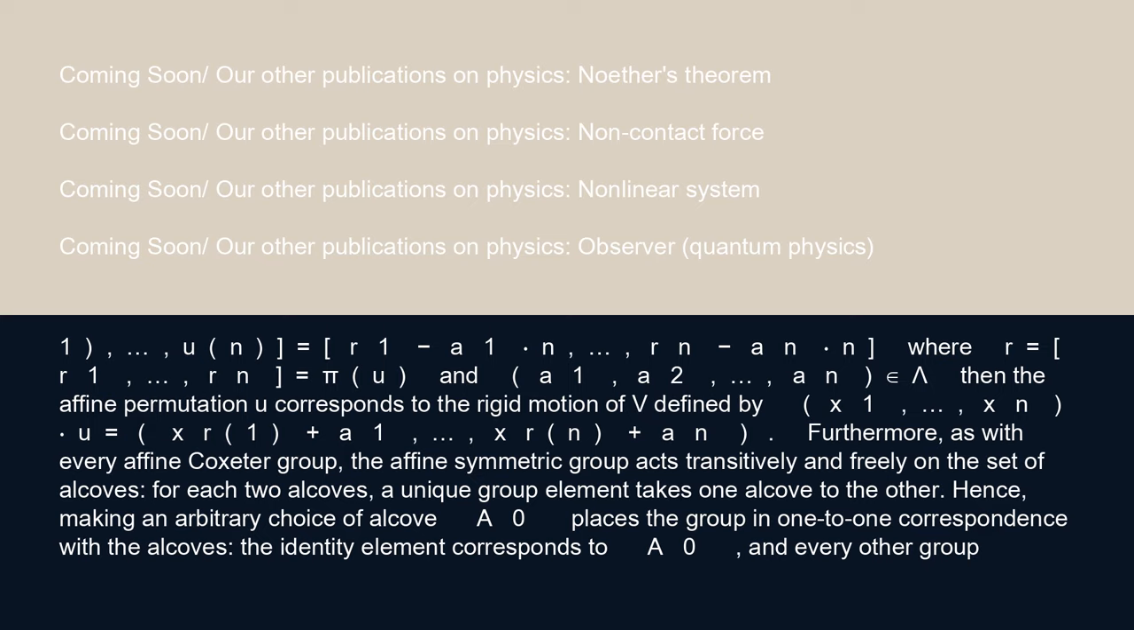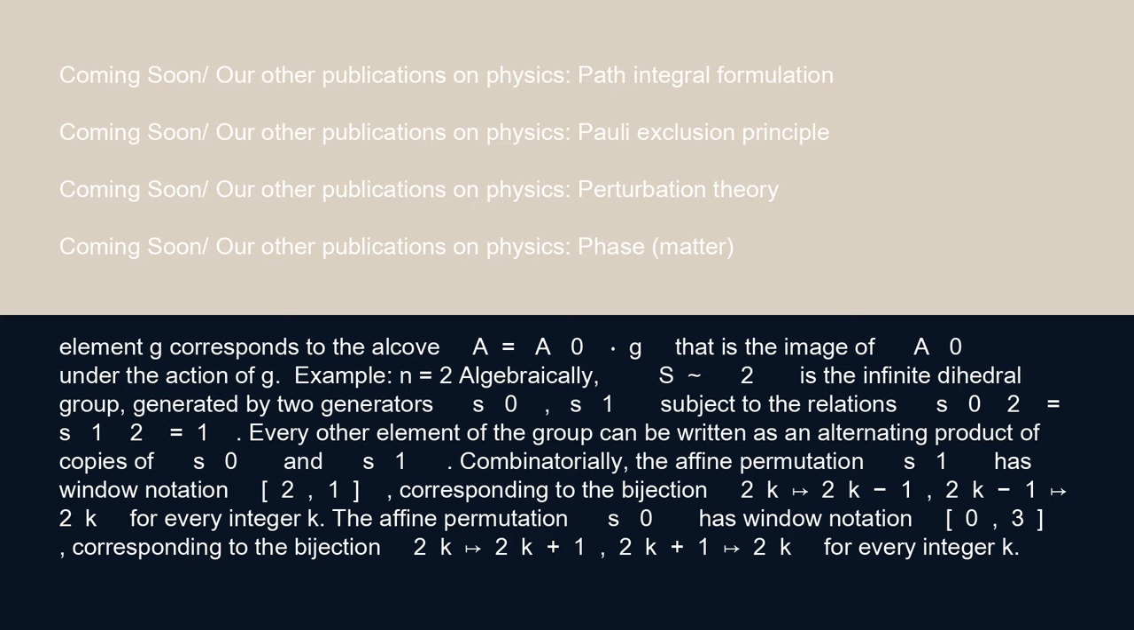Furthermore, as with every affine Coxeter group, the affine symmetric group acts transitively and freely on the set of alcoves. For each two alcoves, a unique group element takes one alcove to the other. Hence, making an arbitrary choice of alcove A_0 places the group in one-to-one correspondence with the alcoves. The identity element corresponds to A_0, and every other group element g corresponds to the alcove A = A_0 g, that is, the image of A_0 under the action of g.